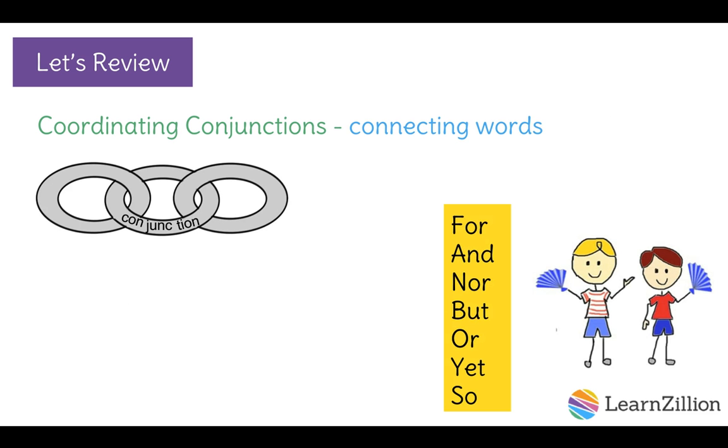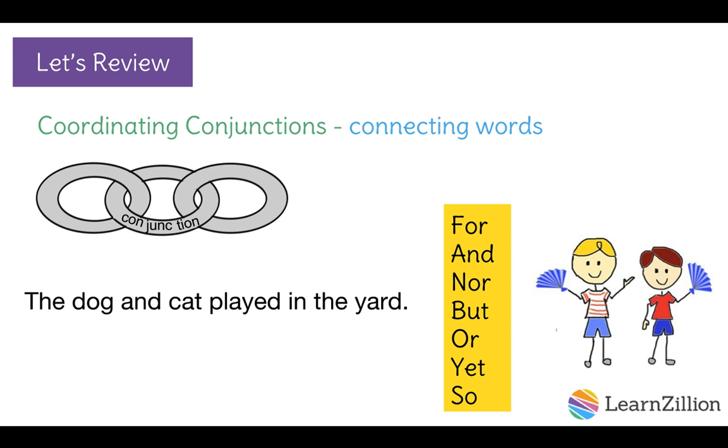The acronym FANBOYS helps us remember the coordinating conjunctions that are used to connect similar parts of speech or related ideas. Sometimes a conjunction is used to connect the same parts of speech, such as in this sentence. The dog and cat played in the yard. The words dog and cat are nouns. They are connected with the conjunction and because they are both nouns and they both happen to be playing.